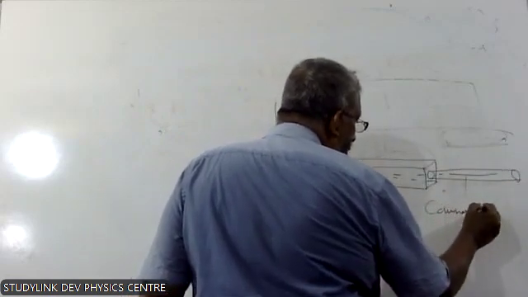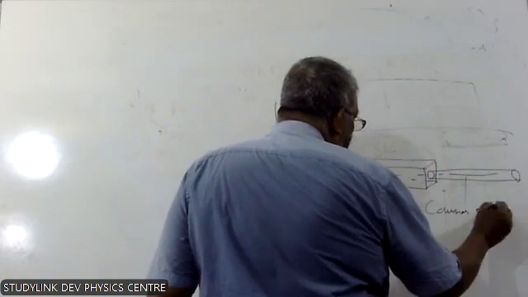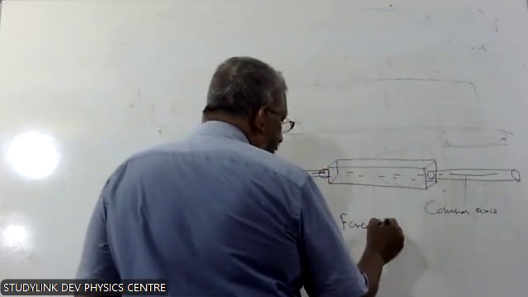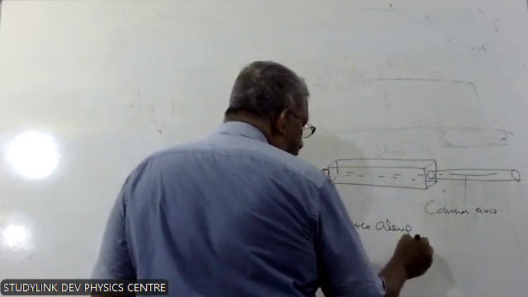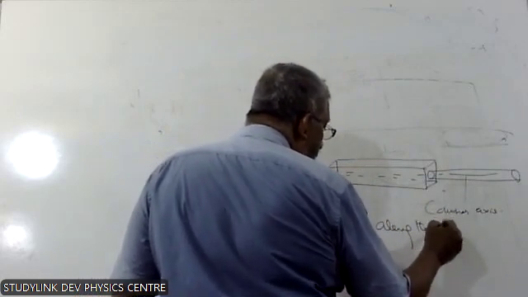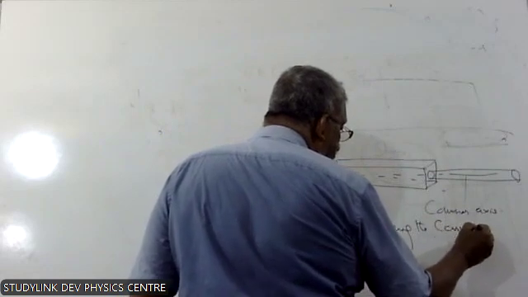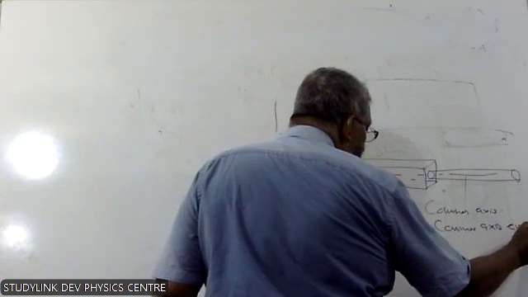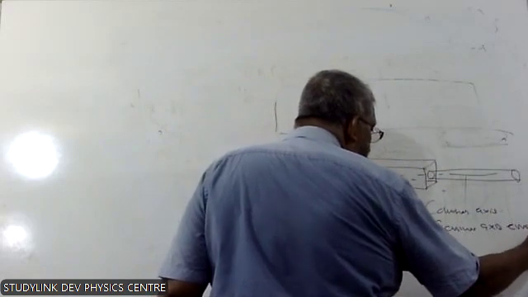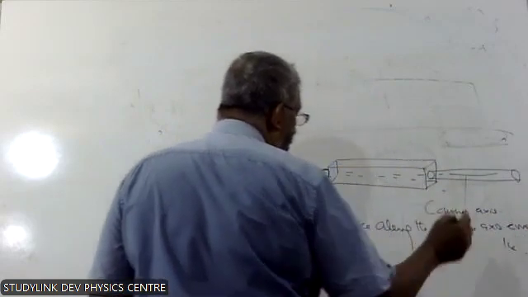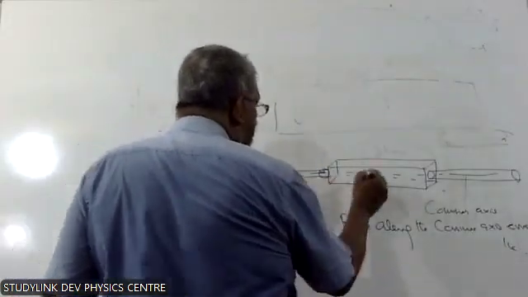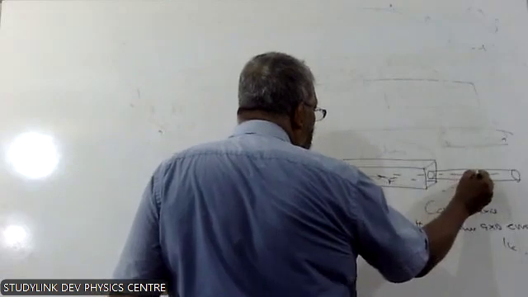Common axis. So then the force along the common axis is everywhere the same. Then note it down. That means here also F, here also F, here also F.